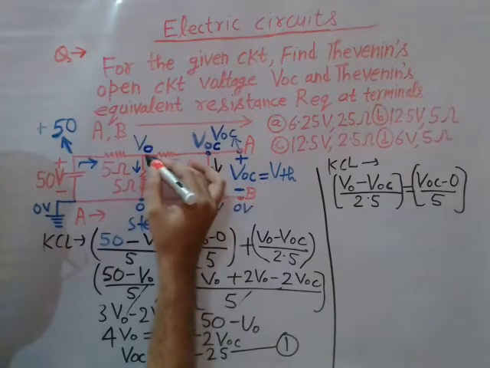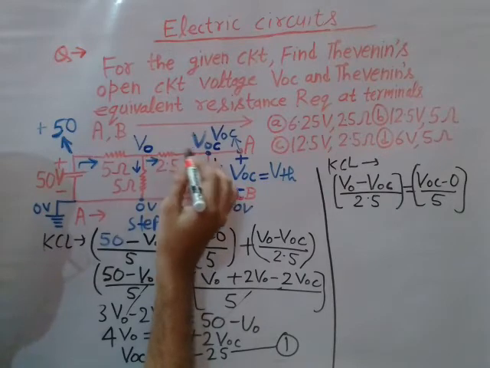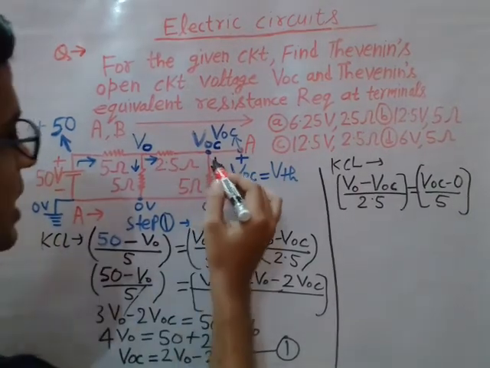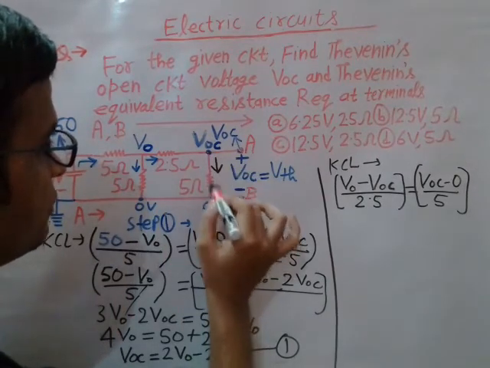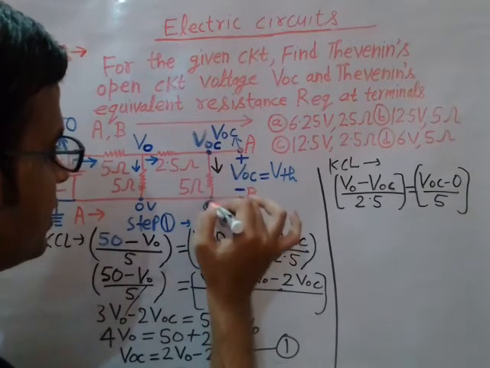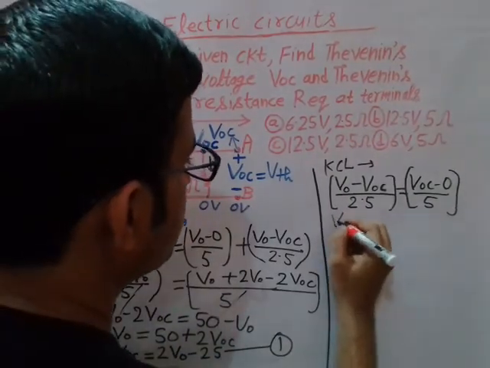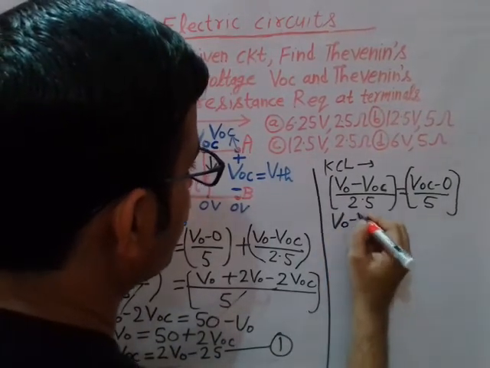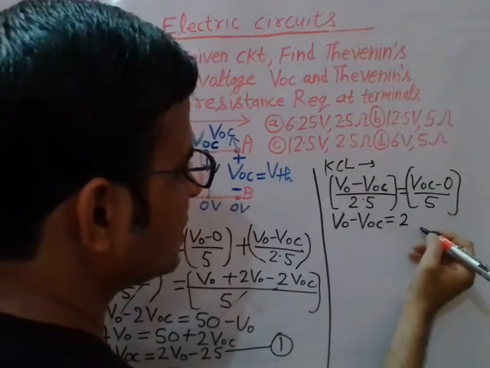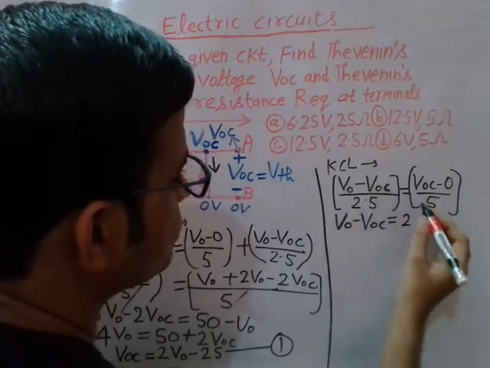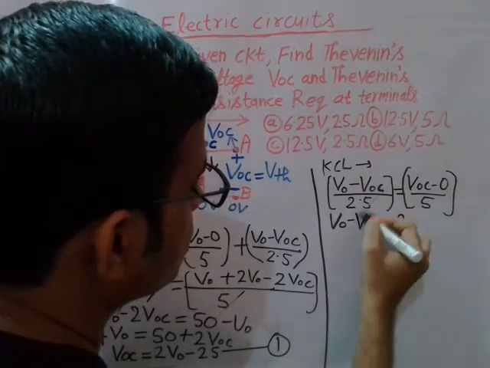So this current is outgoing, this current is outgoing. So that means (V naught minus 0) by 5 plus (V naught minus VOC) by 2.5. At this node, (V naught minus VOC) by 2.5 is equal to (VOC minus 0) divided by 5, like this, right? Now here you can further simplify. V naught minus VOC is equal to, you can solve this.